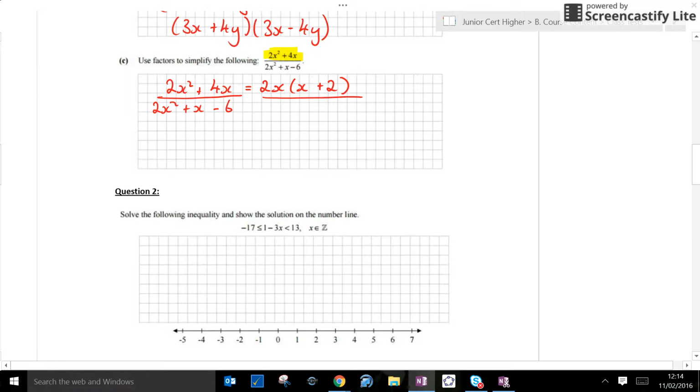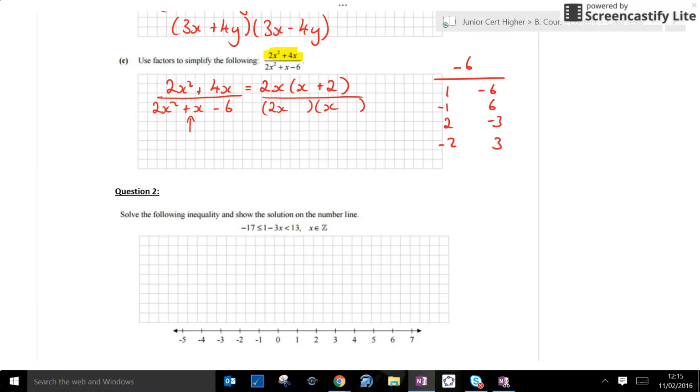When we factorize a quadratic trinomial, we have 2 sets of brackets. The factors of 2x squared are simply 2x and x. And we must now look at the factors of minus 6 that will sum to give us the middle term, positive 1. So our factors of minus 6 are 1 by minus 6, minus 1 by 6, 2 by minus 3, and minus 2 by 3. Now, which of these will sum to give us positive 1? And we must also remember that whatever goes here gets multiplied by 2x, and whatever goes here gets multiplied by 1x.